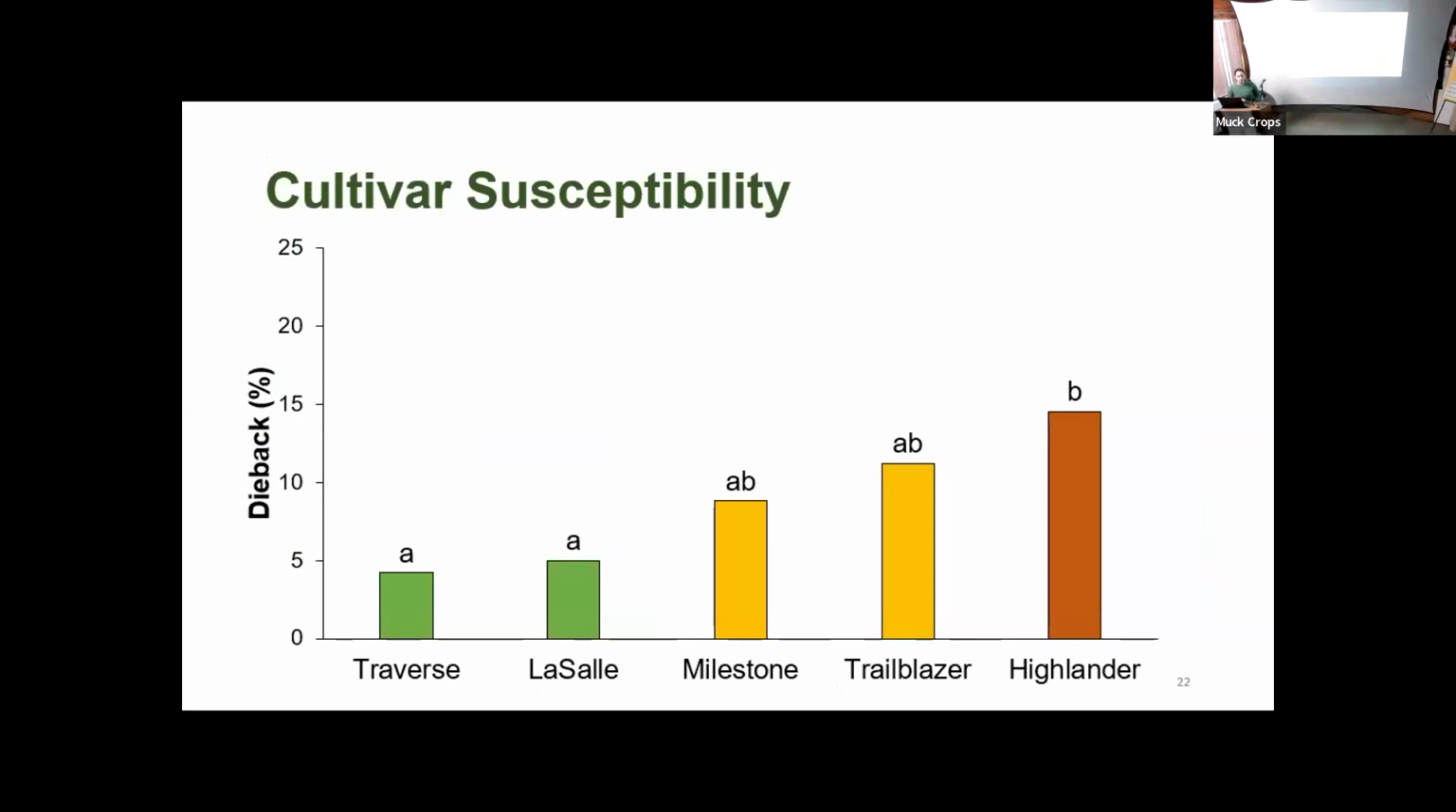We've also recently looked at the susceptibility of a few onion cultivars to Stemphylium. So we don't see resistance in any of these cultivars, but we do see that there is a difference in susceptibility. We're seeing that Highlander has the most severe disease, while Traverse and LaSalle had the least disease, and then Milestone and Trailblazer had an intermediate level of disease that wasn't better than Traverse or LaSalle, but wasn't as bad as Highlander.